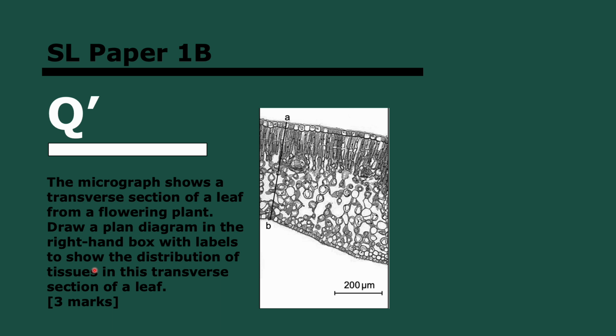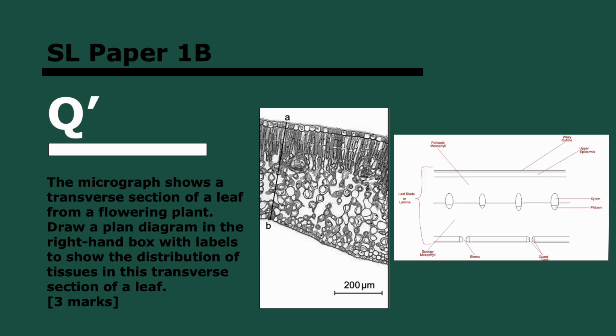Draw a plant diagram in the right-hand box with labels to show the distribution of tissues in this transverse section of a leaf for 3 marks. All right, 3, 2, and 1. It should look something like this, right?